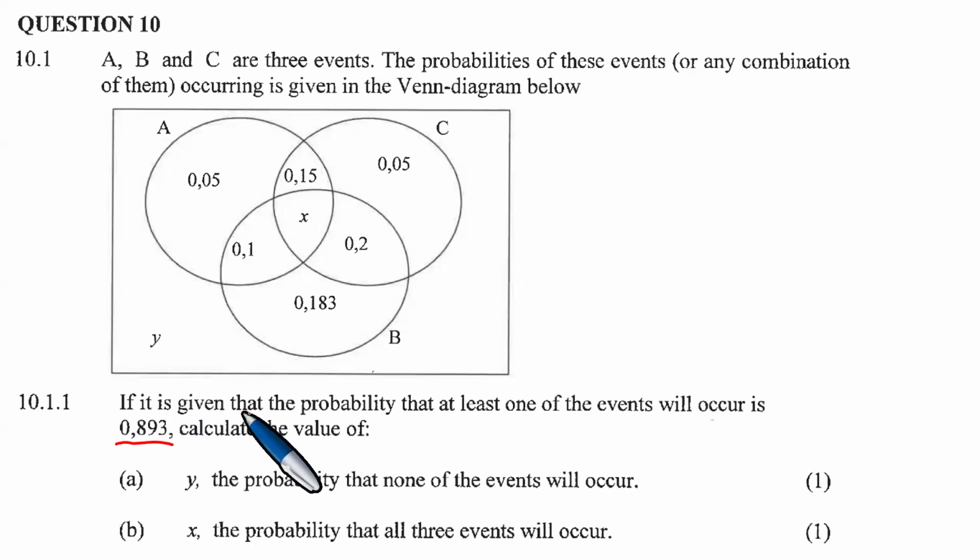Now, if it is given that the probability that at least one of the events will occur is 0.893, calculate the value of Y, the probability that none of the events will occur. What is the value of this Y? If it is given that the probability that at least one of the events will occur is 0.893, calculate the value of Y, the probability that none of the events will occur.